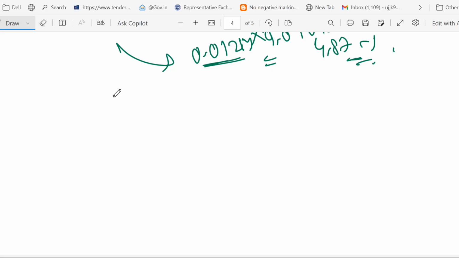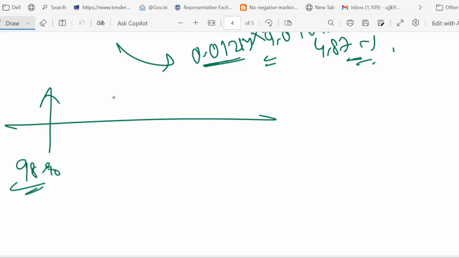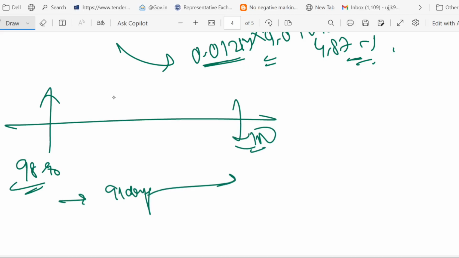Imagine that you buy a coupon. You have invested 98.80 today, and it will be redeemed at 100 rupees in 91 days. So after the 91-day period, you will redeem it at 100 rupees. Is it clear?